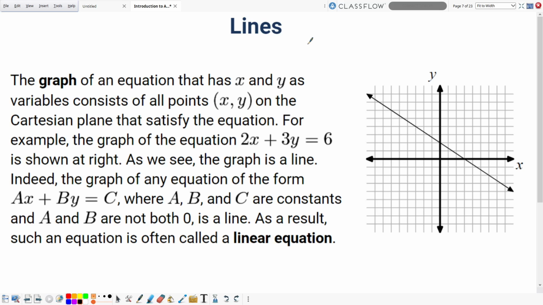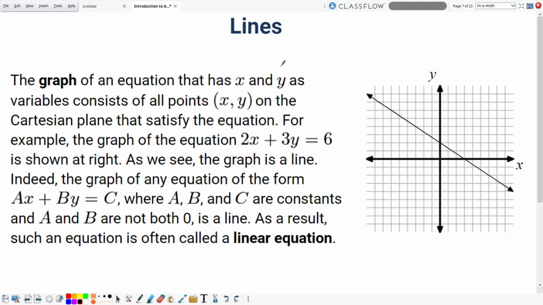These equations have variables like x and y, which means we can input multiple values in for, let's say, x, and because of that it'll alter the value of y. So we get, as a result, all these different types of ordered pairs we could possibly imagine. For example, this line that we see on the graph is represented by the equation 2x plus 3y equals 6.